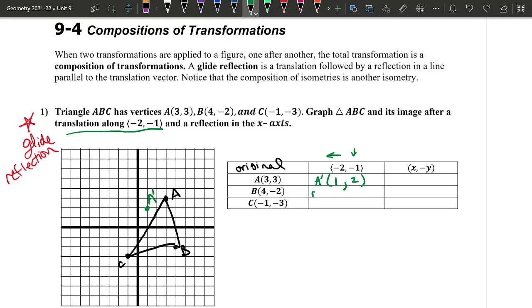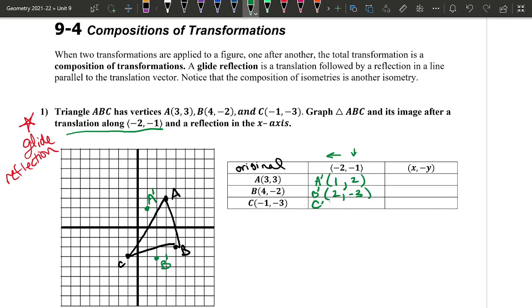And then B prime, same thing. 4 minus 2 is 2. Negative 2 minus 1 is negative 3. So 2, and then down 3, 2, negative 3. And that's over 2 and down 1 from B. And that's B prime.